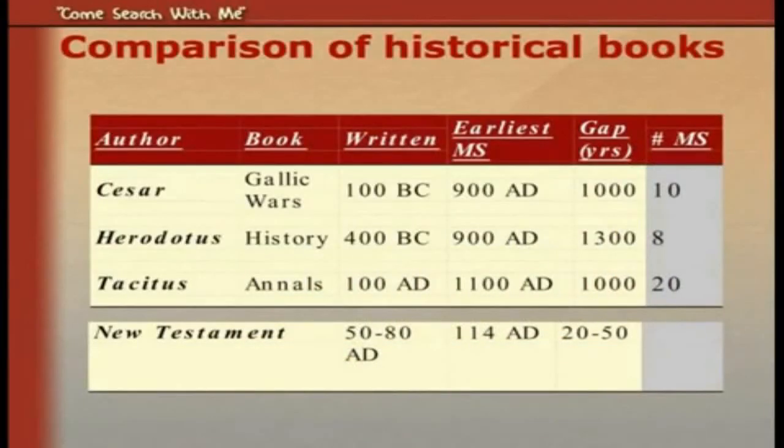Caesar's Gallic Wars is based on 10 manuscripts worldwide. Herodotus' History is based on 8 manuscripts worldwide. Tacitus' Annals is based on 20. The champion among the Greek literatures is Homer's Iliad, based on 643 manuscripts. Isn't that impressive compared to this? So now suppose I tell you that the New Testament is based on 665, would you say wow?